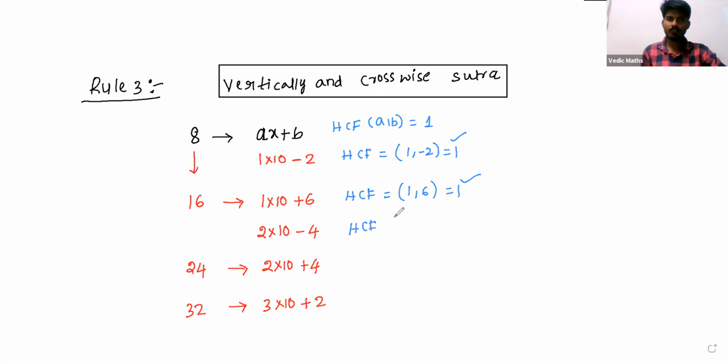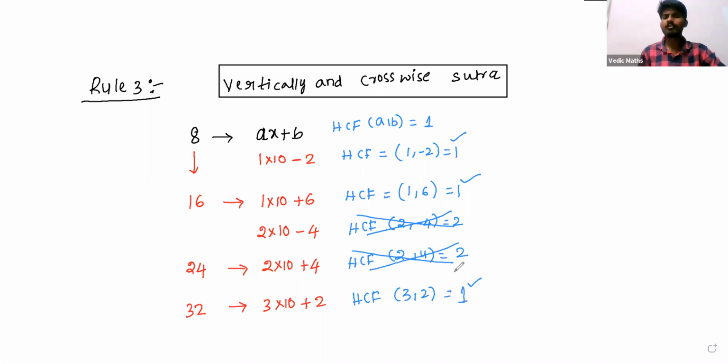Here HCF of 2 minus 4 is 2, so you cannot take this combination. Here also HCF of 2, 4, that is 2, so it is also not accepted here. And HCF of 3, 2 gives 1, so you can take this combination. That means you take any multiple of 8, and after that you express it in the form of 2x plus b. After that, find the HCF of A, B. If it is equal to 1, then only we can choose that combination.